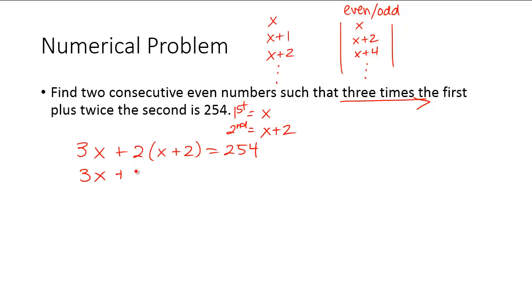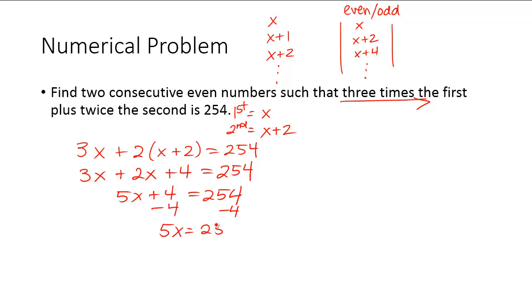You get 3x plus 2x plus 4 equals 254. 5x plus 4 equals 254. Subtract the 4 from both sides. You get 5x equals 250. Divide by 5, and you get 50. Now what does that mean? Plug it back into what you labeled the variables as. So you know the first integer is 50, second integer is 52.